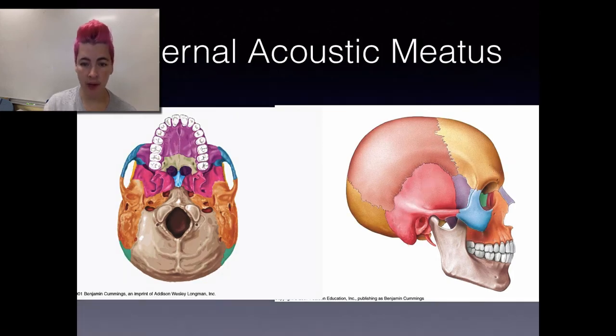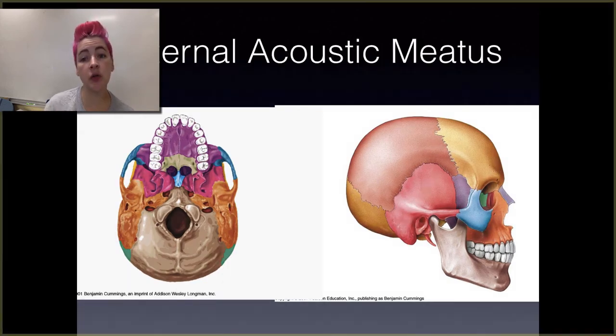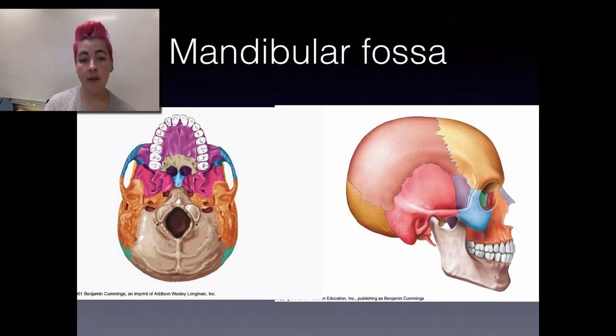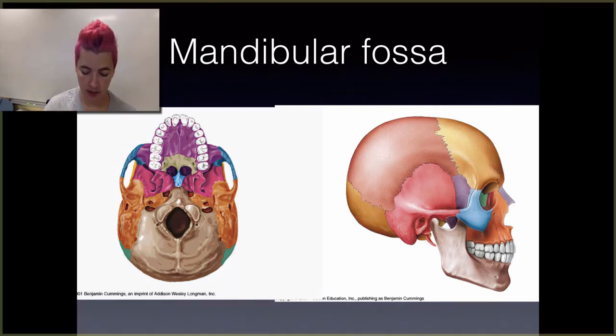On the temporal bone, a couple things that we need to know. The external acoustic meatus, this is your ear hole, this hole here. You can also kind of see it here and here from that view. The mandibular fossa, this is where the mandible or your lower jaw connects in to the temporal bone, to the rest of the skull. It is located here on the pink bone. It's kind of that divot on the pink bone.